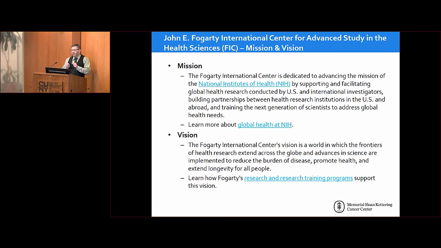facilitating global health research, building partnerships, and training the next generation of researchers. So think about your research. Does it hit any of those major mission areas? The vision focuses on reducing the burden of disease, promoting health, and extending longevity. So this too gives you some information about how you can help Fogarty reach its mission.